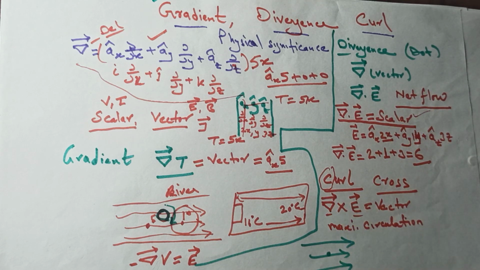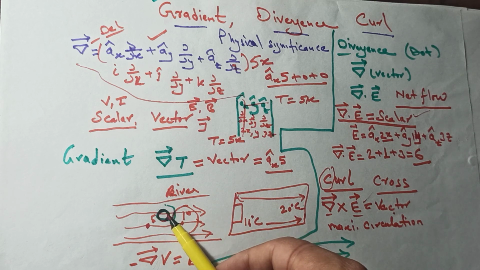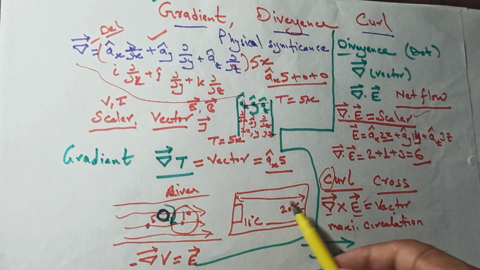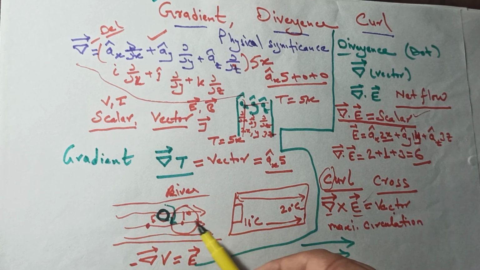Then the curl. C stands for curl, C stands for cross product. So del cross E, where E is any vector quantity, and the output will be a vector quantity. It will give you the maximum circulation provided by that field. We have taken the example of this flowing water. If you put anything in it and it starts revolving, then this flowing water will have the curl, otherwise it is 0. So this is all for gradient, divergence, and the curl.